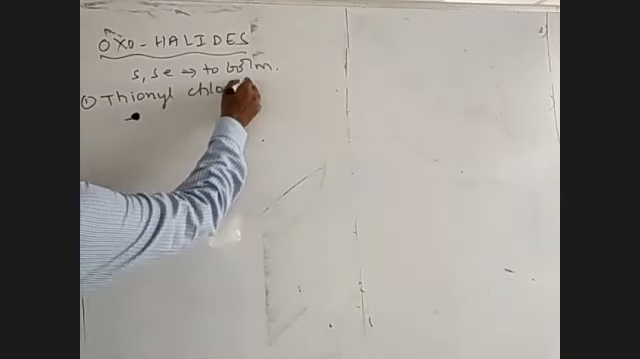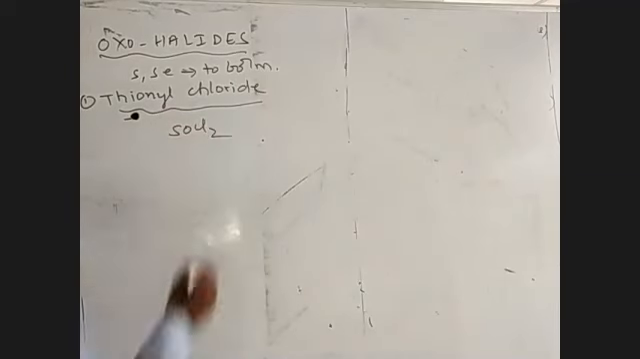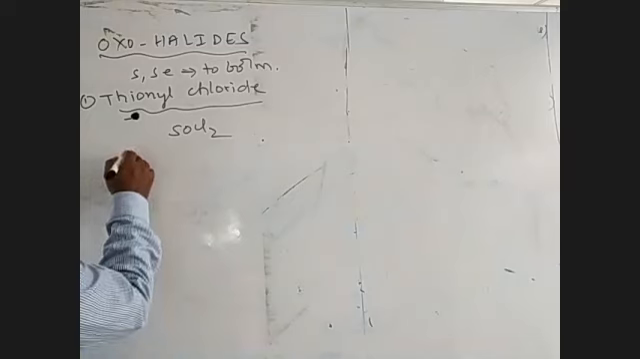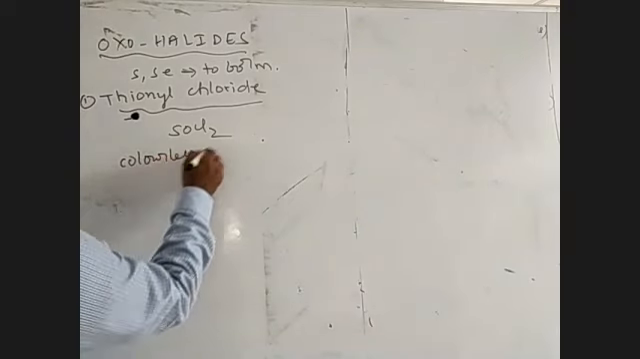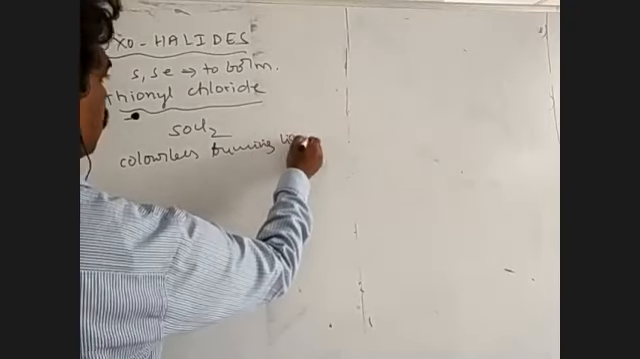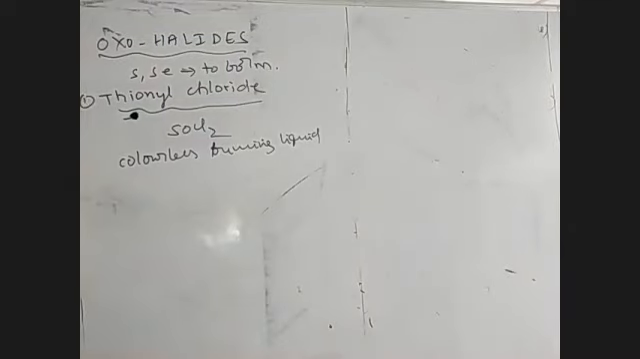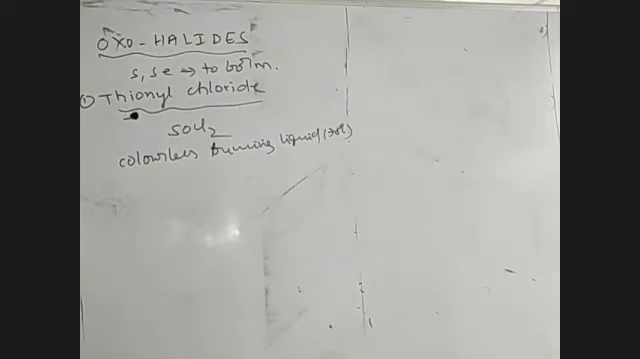Here thionyl chloride has the formula SOCl2. This is the one type. Thionyl chloride having the formula SOCl2. These are, in most cases, colorless fuming liquids, and the boiling point of these compounds is taken as 78 degrees centigrade.